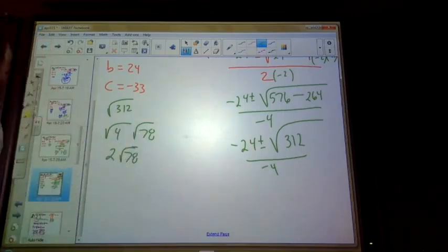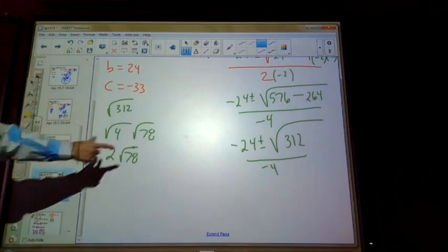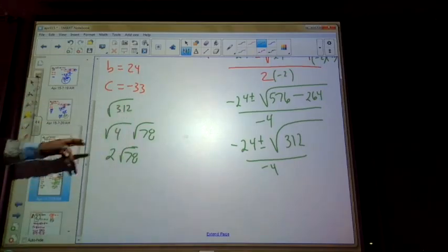I think that 78 might break down to another perfect square. Does 4 times 12 give 78? I don't know, if you have a calculator. 312 divided by 4 is 78. So 78 times 4 is 312, right? Yeah. Okay, so now we're down here.